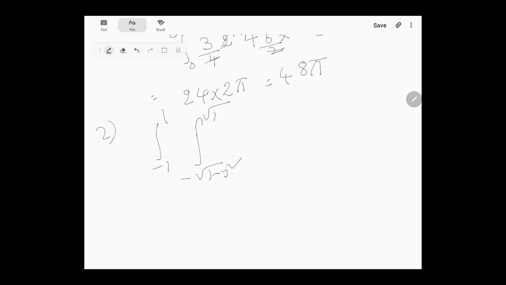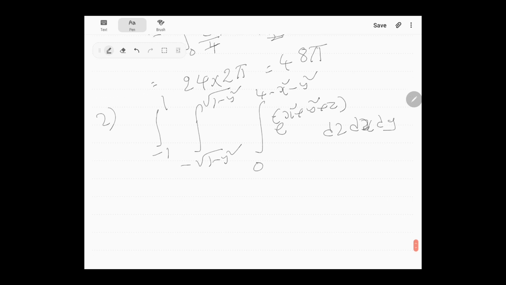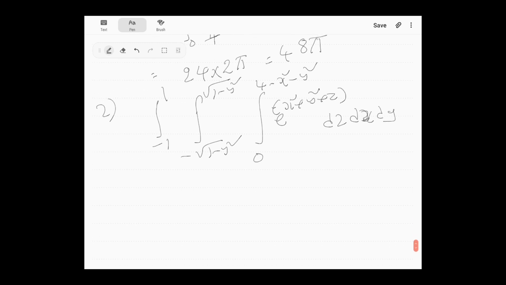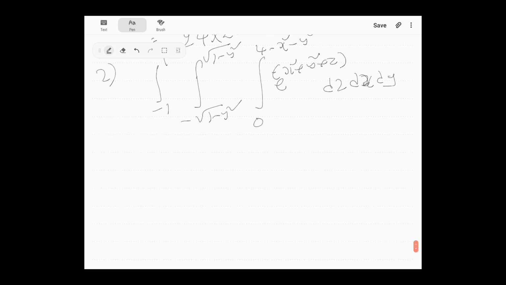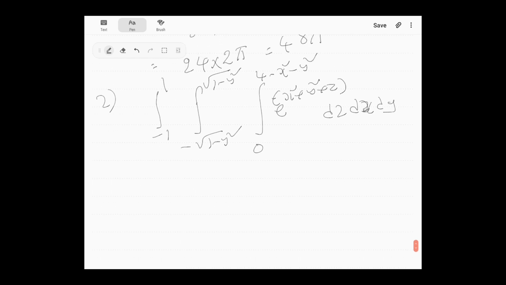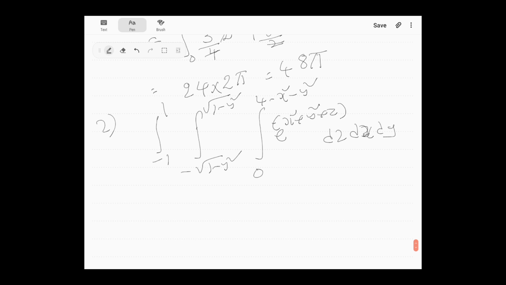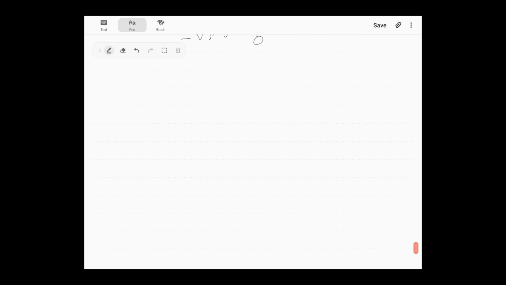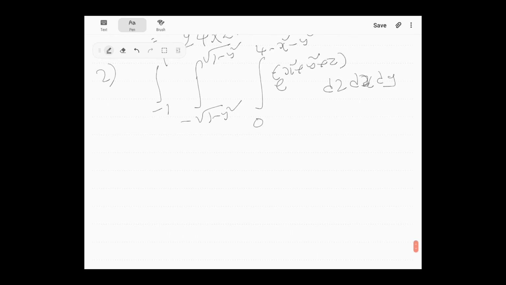So for the second problem, -1 to 1, minus root 1 minus y square to plus root 1 minus y square, integral 0 to 4 minus x square minus y square, e power x square plus y square plus z dz dx dy. This is what he is asking us to evaluate. Now, for converting into cylindrical polar coordinates, I need to substitute x is r cos theta, y is r sin theta, and all those things. And for finding the limits, I need to have the region of integration. Let us find the region of integration from the given triple integral.